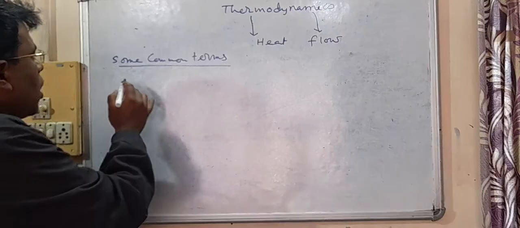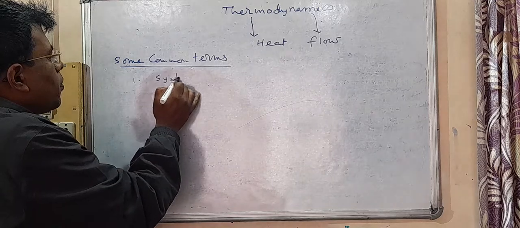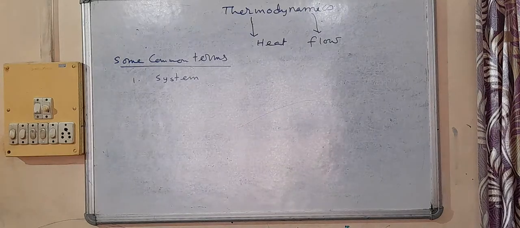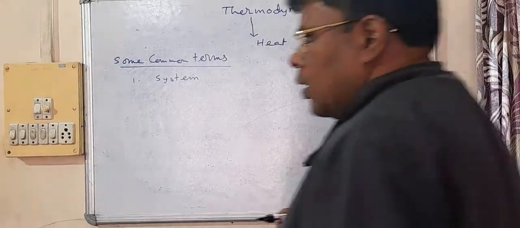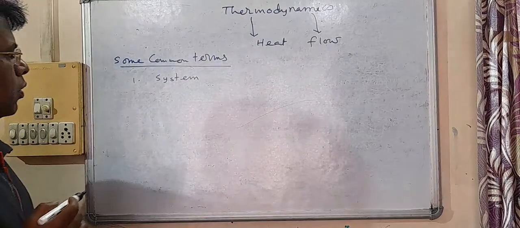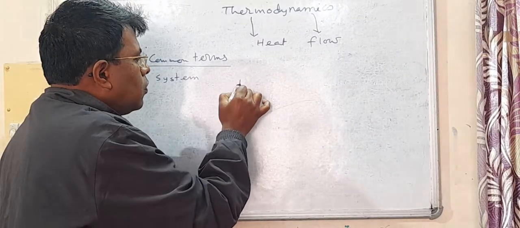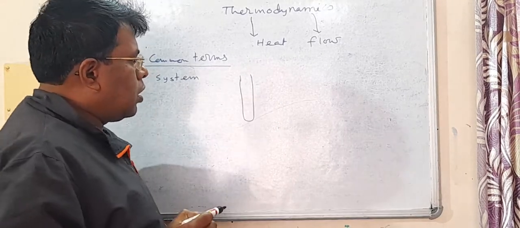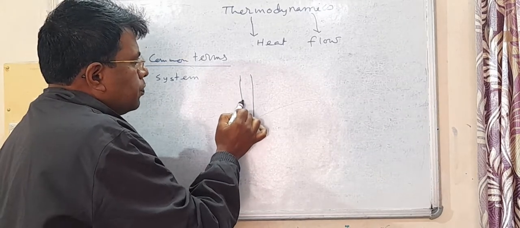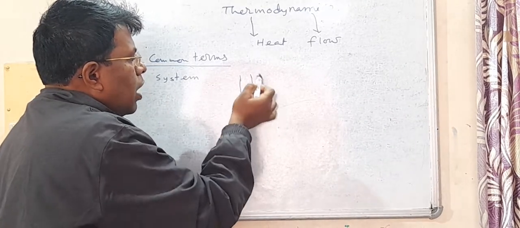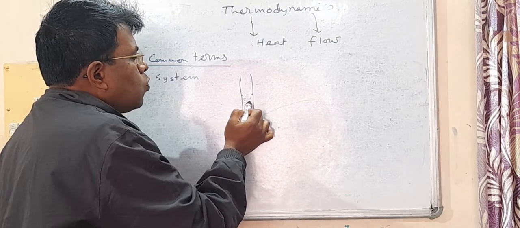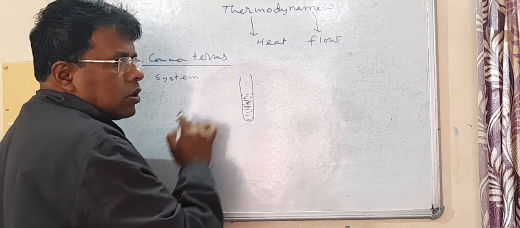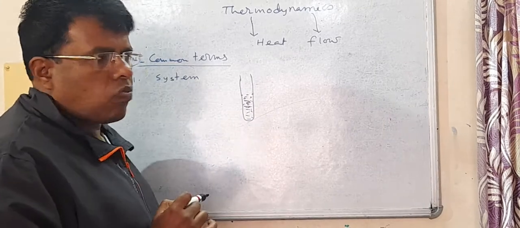The first thing that we have to do is system. Often in our discussion in thermodynamics, this term will be coming, system. Now, what is system? Suppose we are carrying out some experiment in the test tube. Suppose we have added water. And say we are going to study the property of water. So this water is our system.